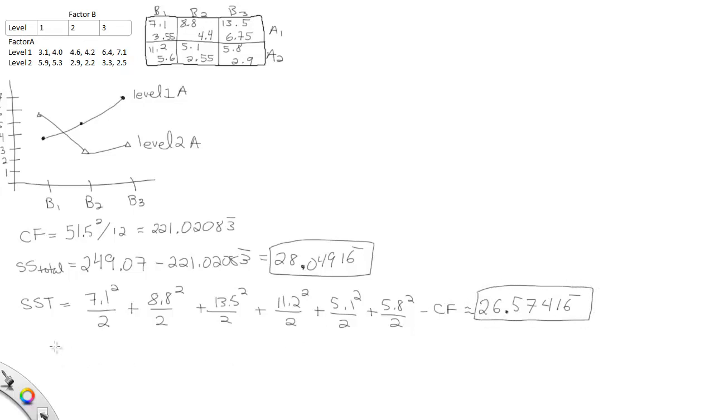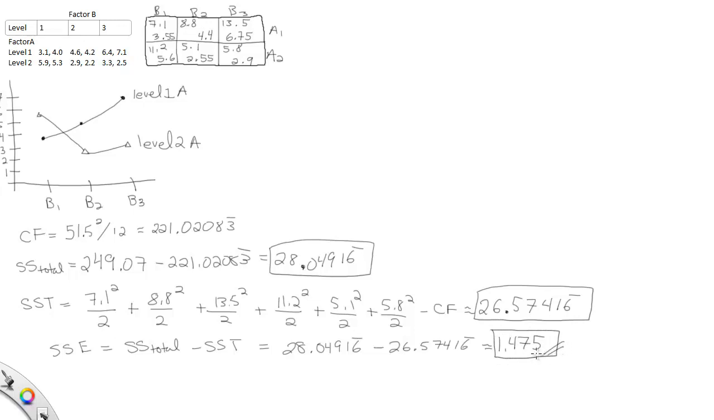Now, from there, we want to get our SSE, and to get SSE, remember we use this trick with subtraction, so we do SS total, and we subtract off SST, and that gives us the answer for SSE, sort of with a backdoor method there. So 28.04916 repeating minus 26.57416 repeating. And that'll give you, we end up with 1.475. Okay, so that becomes our sum of square for error.